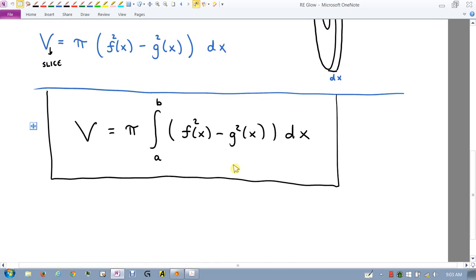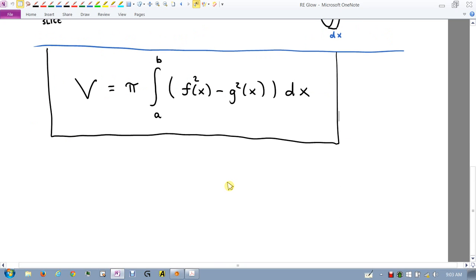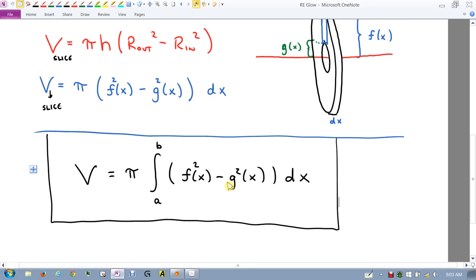So just remember that with this formula, you square each function before you subtract them. You don't subtract them, then square. It's totally different. And I believe that's where we stopped, right? So I think we need to do an example of this, and then we'll keep moving on.